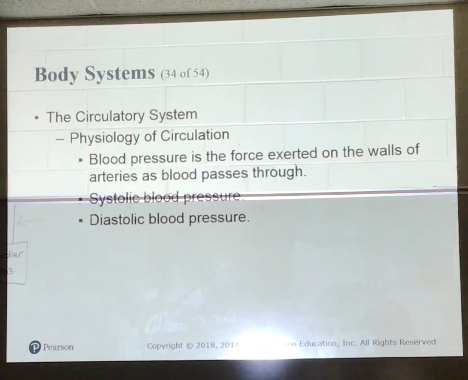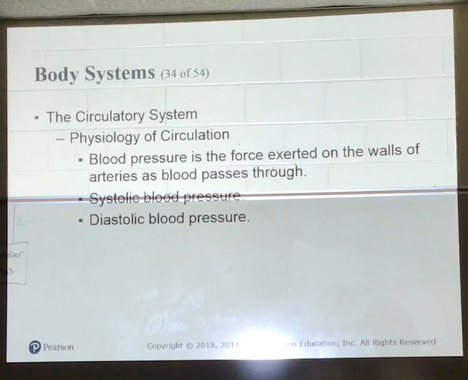The top number, okay? The diastolic blood pressure is exerted against the walls of the arteries when the left ventricle is at rest or between contractions. Which one is your diastolic? It's your bottom, okay? The systolic blood pressure measures the effectiveness of the pumping function of the heart. The diastolic blood pressure measures the resistance in the arteries between contractions.